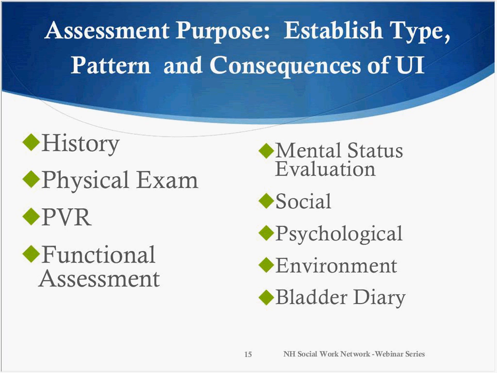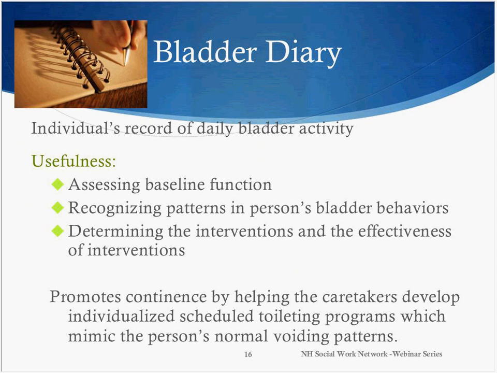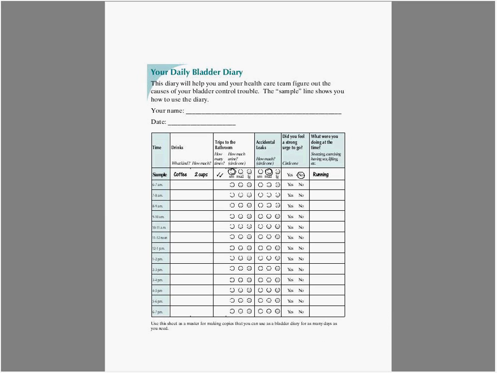Our next slide shows a picture of that. Here's the picture. It records drinks, when they went to the bathroom, when they had accidents, and whether they felt a strong urge or not. This helps you know if it's urge incontinence, which is one of the types. And with stress incontinence, when is it coughing or laughing or lifting something that they have these problems more. So it just helps you identify the type.